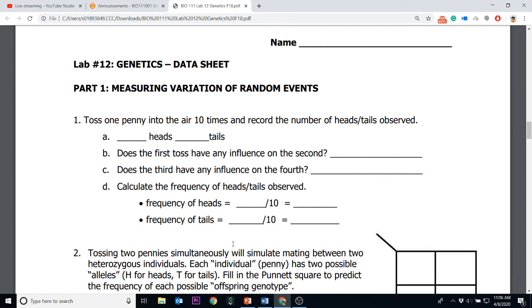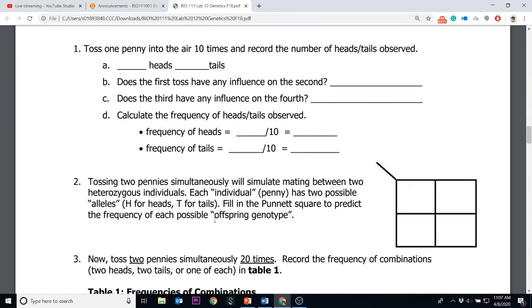So at home, you guys can use a penny and do this first part, right? You toss a penny into the air 10 times. And then you just write down how many heads and how many tails you get. Now, the second question is asking, does the first toss have any influence on the second one? And you guys can answer all these questions. Then you can do part 2 by tossing 2 pennies at the same time, right?